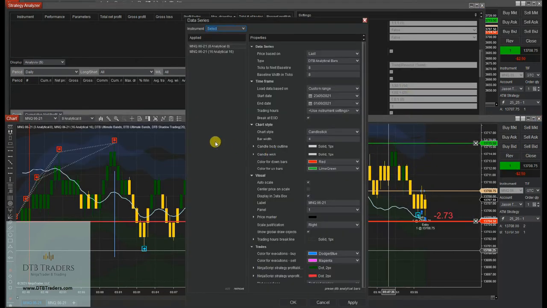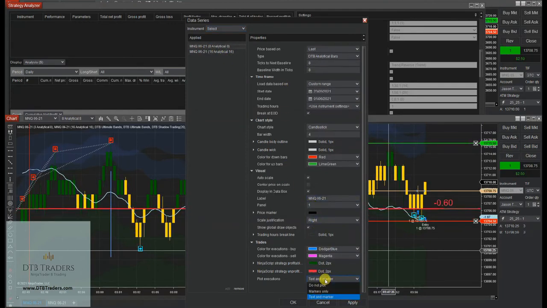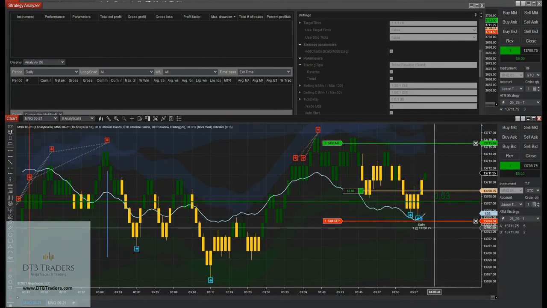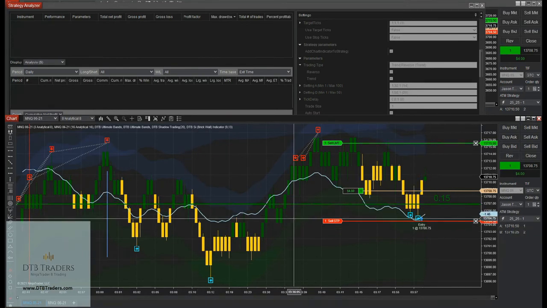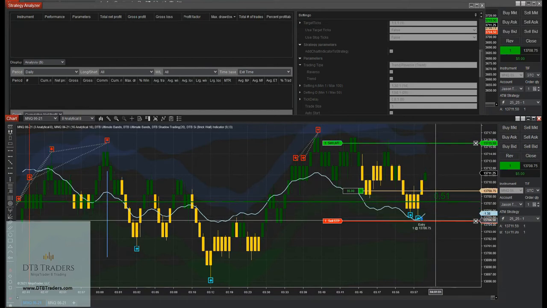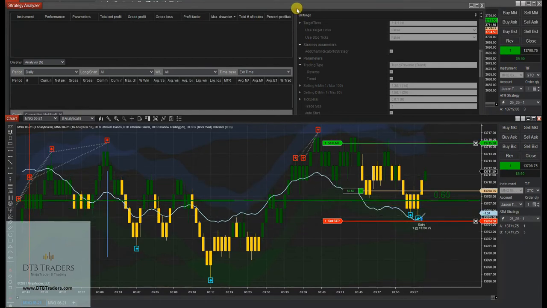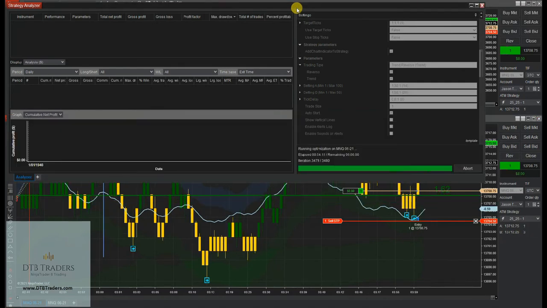So on your data series, if you've got two data series on one chart, you can go to the second one and remove the text and marker. So you only see the one text on your chart. You don't see the multiple text on your chart to show you what the price is doing. So you've got that. This is still running.